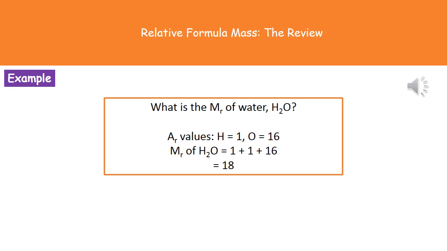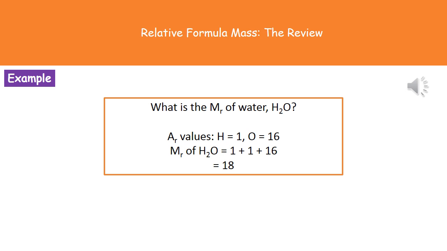To give you an example then, they ask you a question along the lines of what is the Mr, which means the relative molecular mass of water, H2O. So what we need to do first of all is understand that we've got 2 hydrogens, because it's H2, and 1 oxygen. Now usually in the question they will give you the atomic masses of any of the elements contained in the formula. So all we then need to do is add them up.